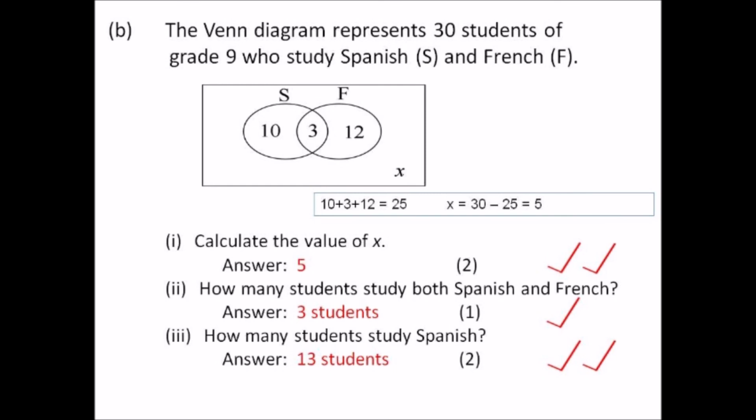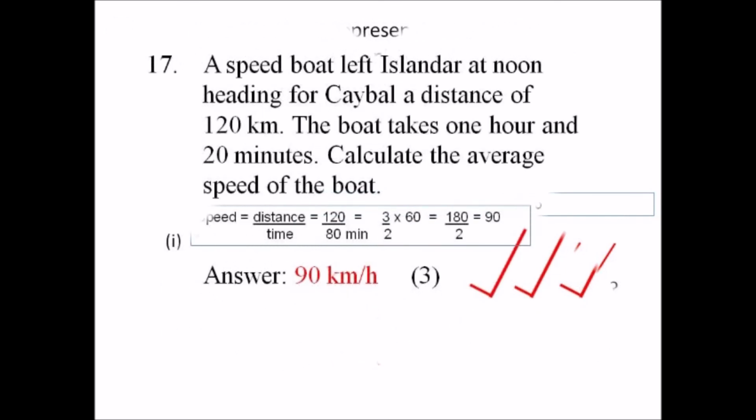How many students study both Spanish and French? The middle of that diagram is 3. How many students study Spanish is 13, not 10. They didn't say Spanish only, they say Spanish, so it's Spanish altogether. And so you have to put 10 plus 3 for Spanish. Got it? Don't let them trick you with that.